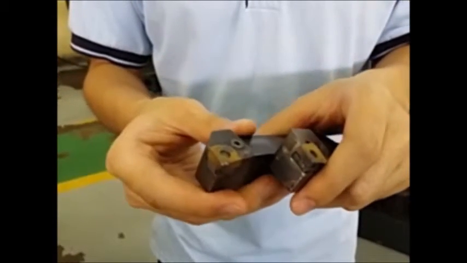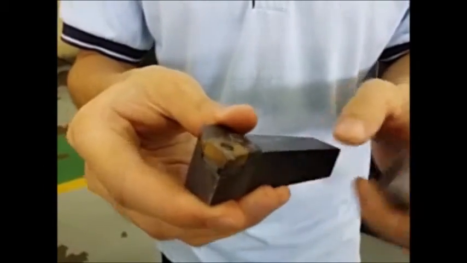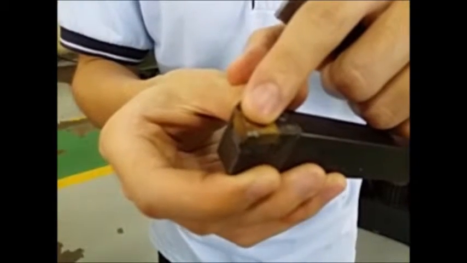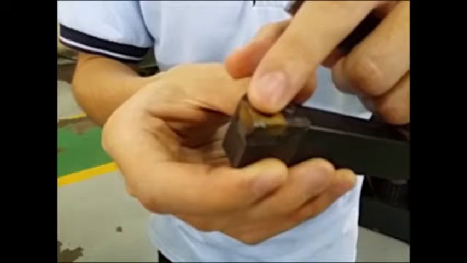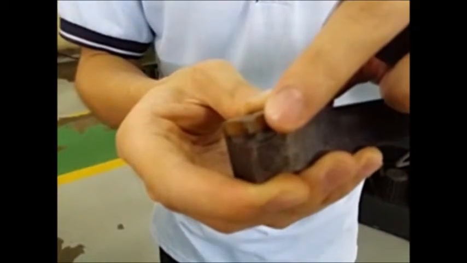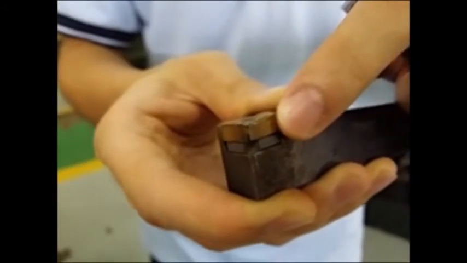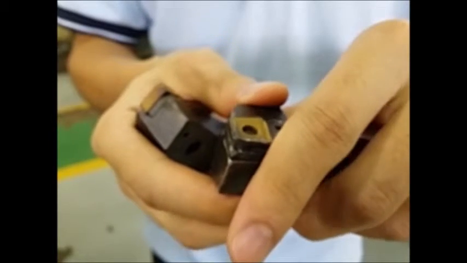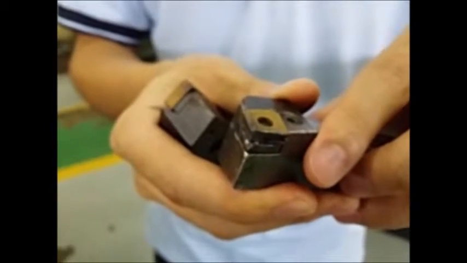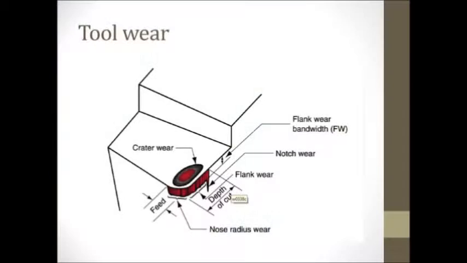On my hand there are two cutting tools that have already failed. For the first one, we can see that the failure is caused by crater wear. Crater wear is measured on the surface, and then there is also flank wear. Flank wear is measured on the side of the cutting tool. For the second cutting tool, it is caused by fracture failure. You can see that the cutting tool is already fractured.